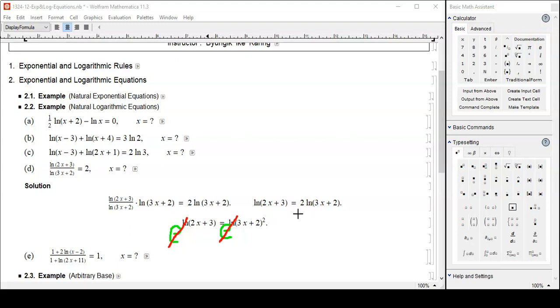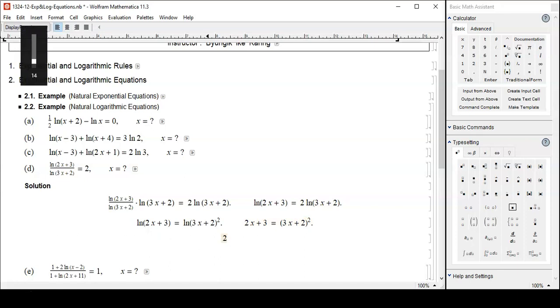Please note that I can't do that right away here because of this 2. There's an obstruction; this 2 works as an obstruction, so I cannot do any kind of simplification here. So as a result, 2x plus 3 is equal to 3x plus 2 squared, and what do we have? We have a quadratic equation to solve, but the right-hand side is a complete square, so it's going to be a bit of an effort to break all these up.